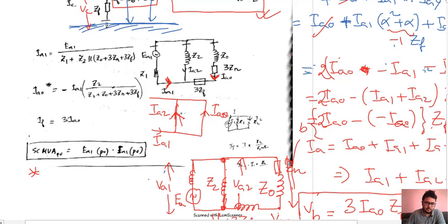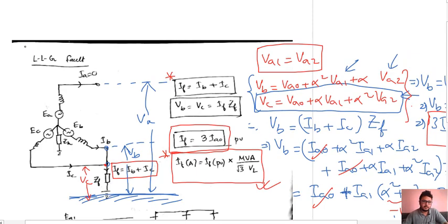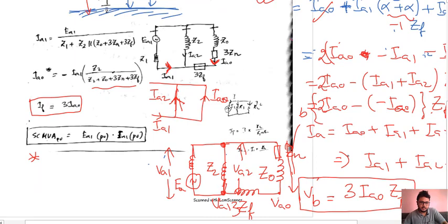Now if I apply current division, if I want IA0, it equals total current into this by this plus this. So IA1, the current coming in here, I'll be taking this impedance opposite. You just see the parallel division rule. So Z2 by Z2 plus this. And IF equals 3 times I0, we already know this. So this is how we should derive. This derivation is very important. So one by one you just see how I have derived the thing.